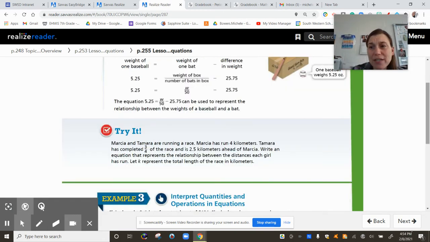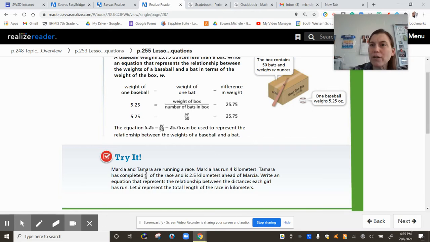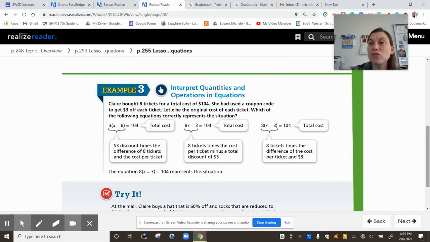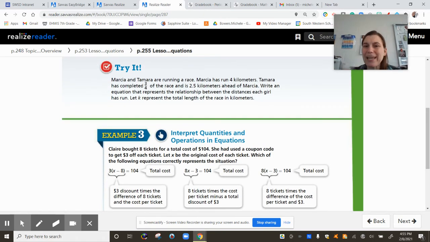So your book actually has example 2 here, which I think is pretty challenging. You can feel free to read it and see how they wrote the equation for your own benefit, but we're not going to go over it together as a class. We're also not going to do the try it. We're going to jump down to example number 3. In example number 3, they have a situation, and then we're going to look at the multiple choice here and decide which one is the correct equation to represent the situation.